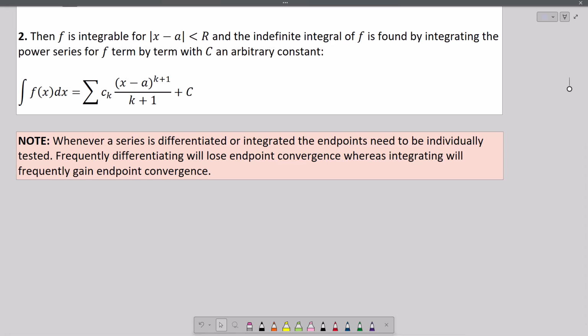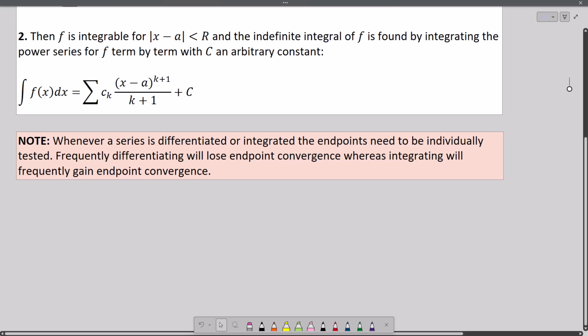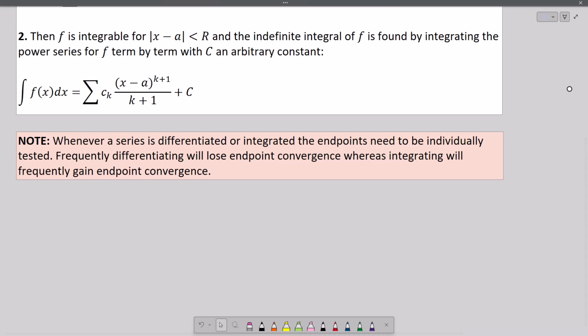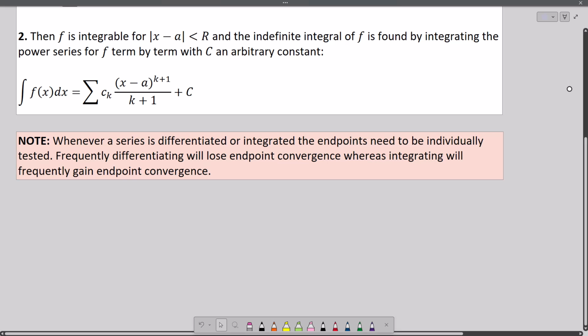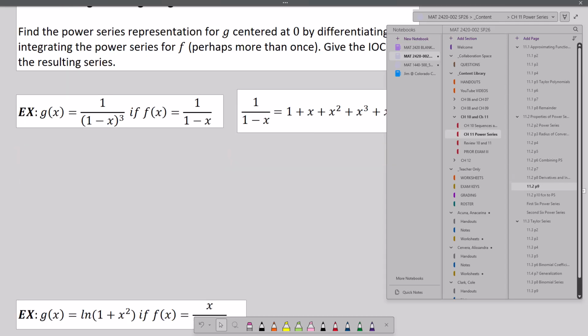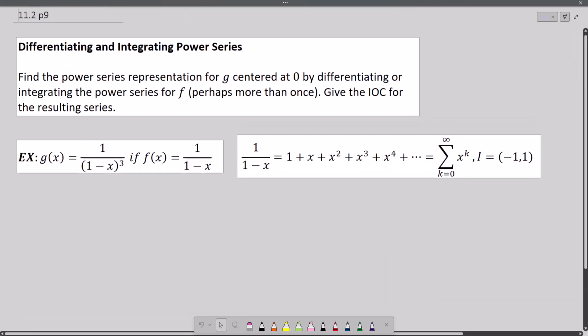Very commonly, we will lose endpoint convergence when we take a derivative. Take a derivative, sometimes you lose convergence at endpoints. And sometimes when you integrate, you gain convergence. I have not seen an example where you differentiate and you gain convergence, and I have not seen where you integrate and you lose convergence. So those cases must happen because they're pretty particular about it, but I've never dug in to try to find an example of those edge cases.